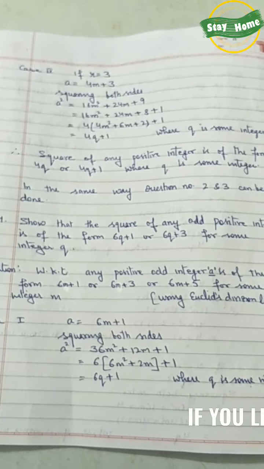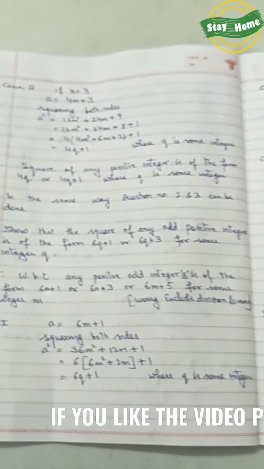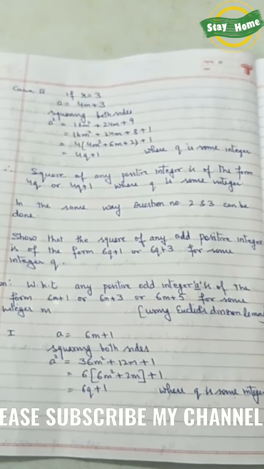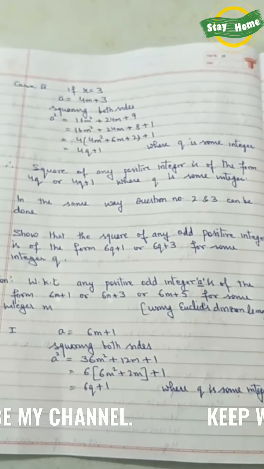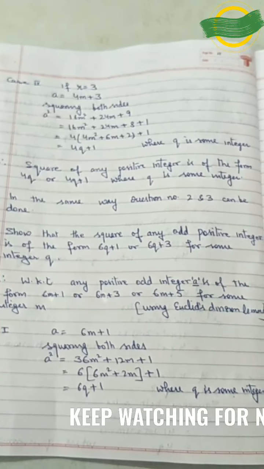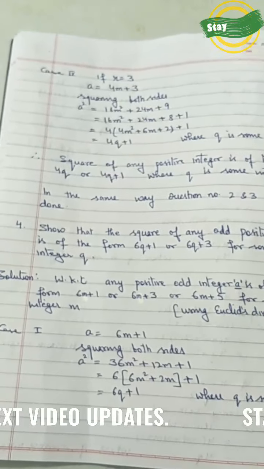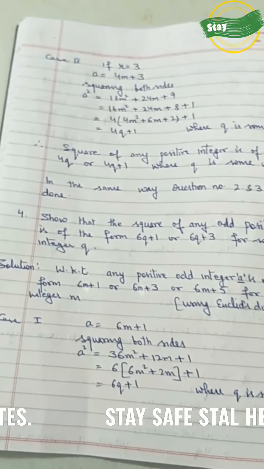Show that the square of any odd positive integer is of the form 6q plus 1 or 6q plus 3. This is one of the very important questions, because students used to solve it in a very lengthy way. They used to take 6 as the divisor, and then they used to discuss all the remainders 0 to 5.